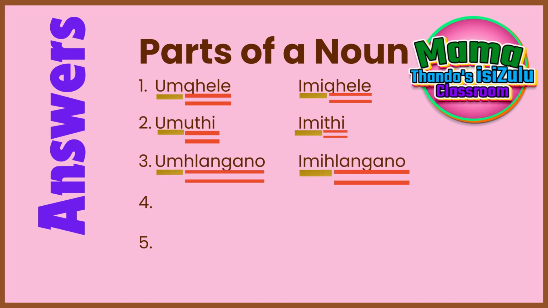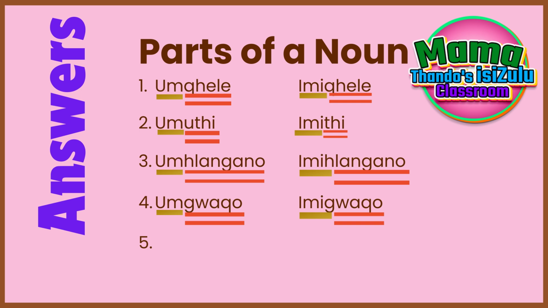Number 3, umhlangano, a meeting. It's a thing, so the plural is imihlangano. The prefix of it, um, that is isiqalo, and the part that says hlangano, that is isiqu, and the plural imi is isiqalo, and hlangano isiqu.